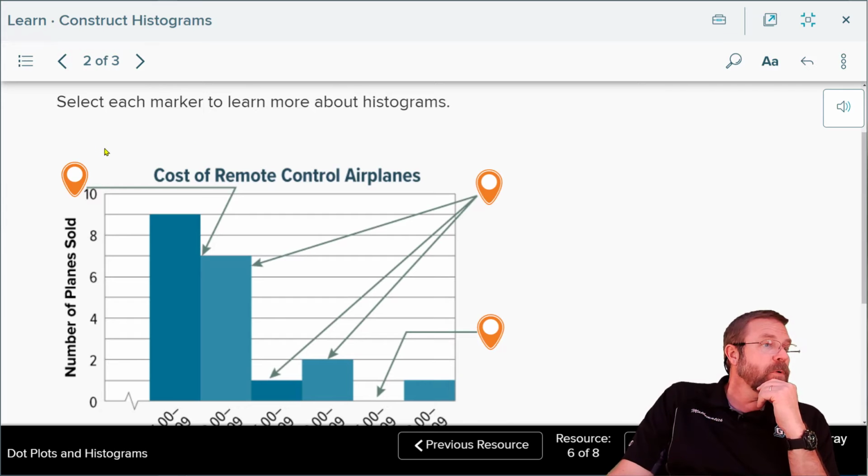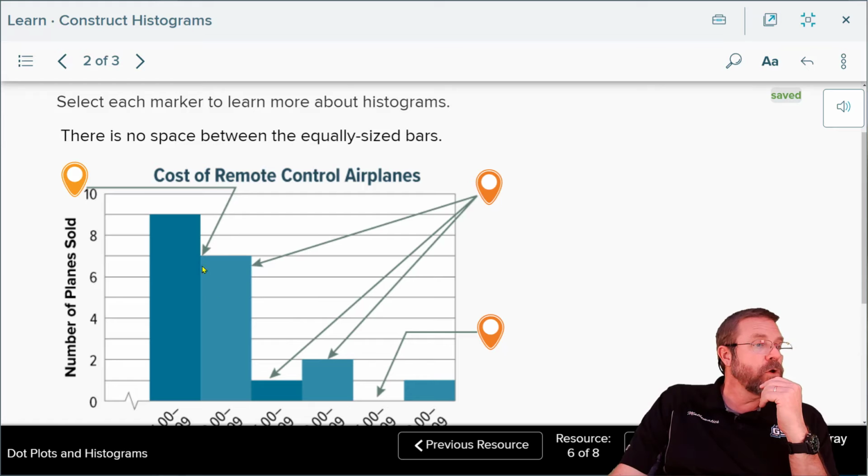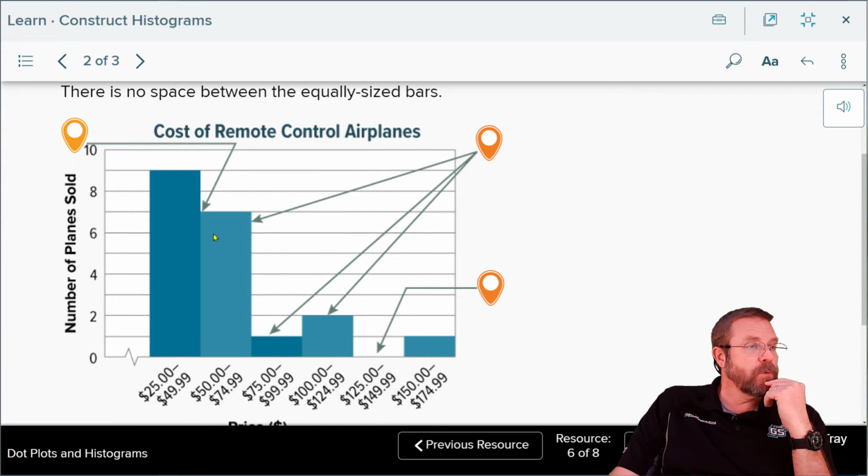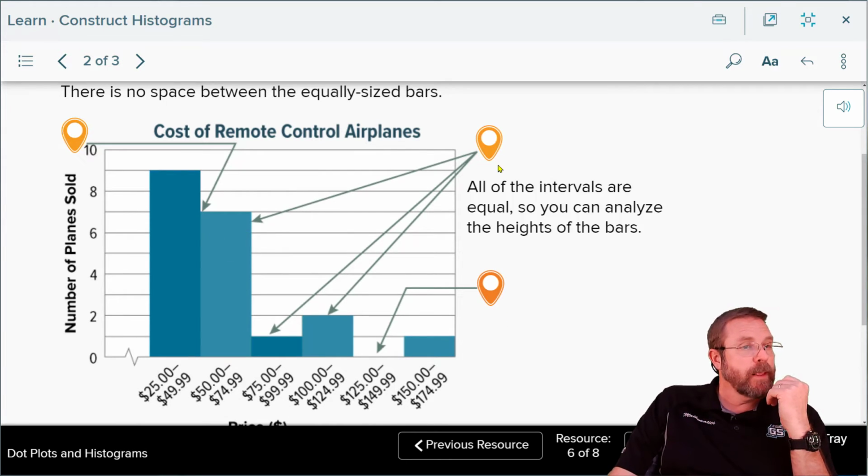And we're going to select some markers here to learn about the histogram. So this one right here tells us there's no space between equally sized bars. We've got the bars right here, they're right next to each other, there's no space between them. They're also going to be equally sized, meaning they're the same width. Next thing is that all the intervals are equal, so you can analyze the bar heights accurately. So every one has the same intervals horizontally and the same intervals vertically.